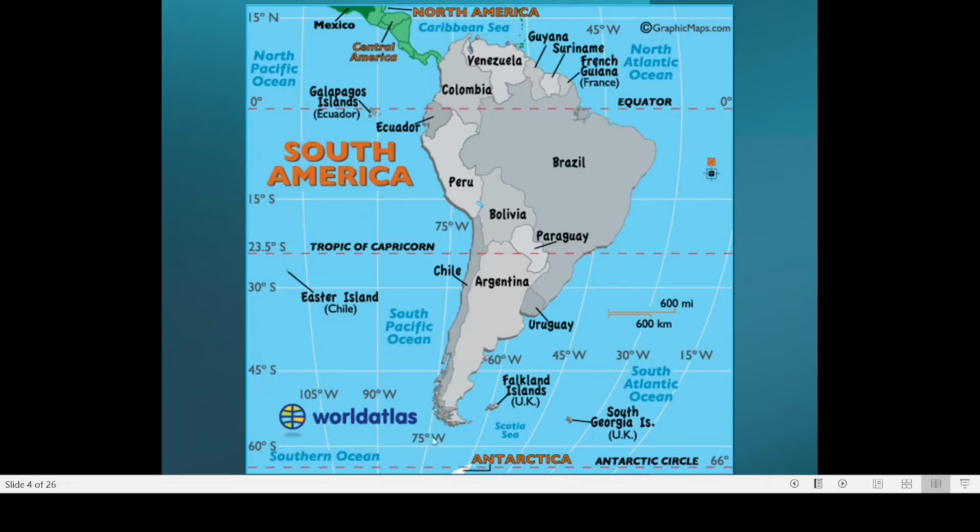The southern half of South America is included in the temperate region. Here you can see that there are several countries. Brazil is actually a tropical country. Part of Paraguay is in the tropical region. Bolivia is in the tropical region. Ecuador and Peru are also in the tropical region. But coming to the temperate regions of South America, it is Chile, then Argentina, then Uruguay.